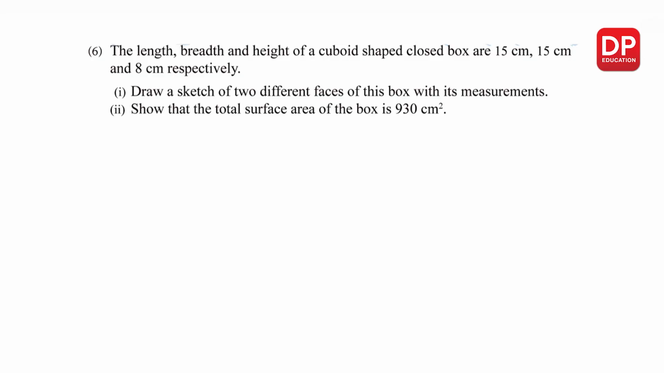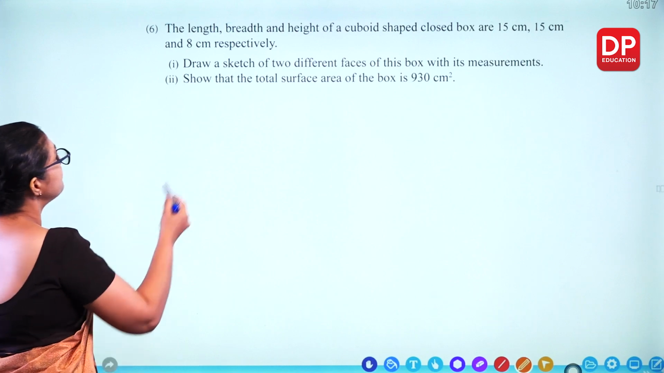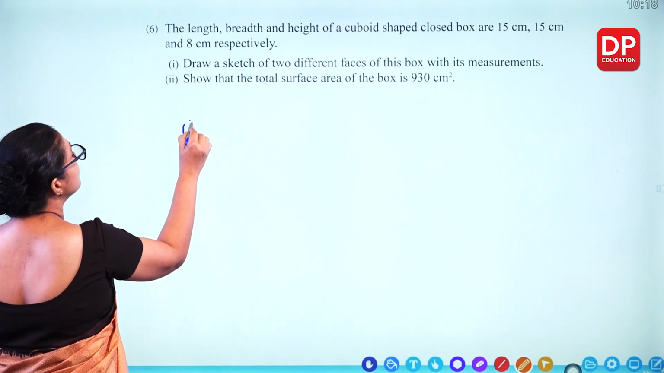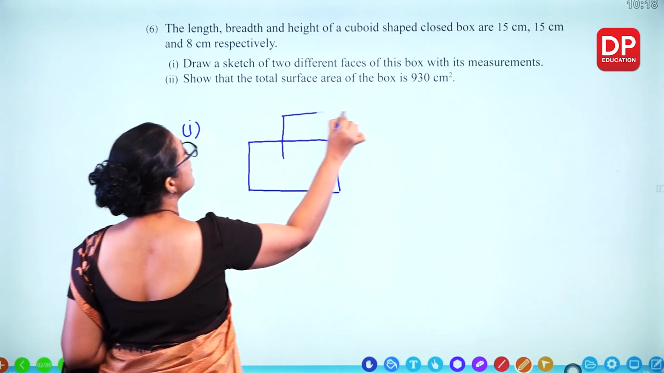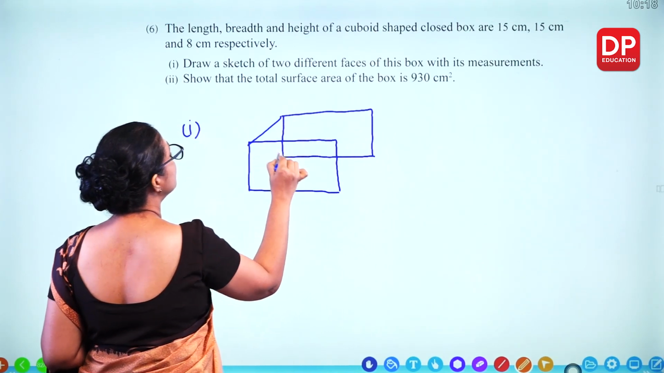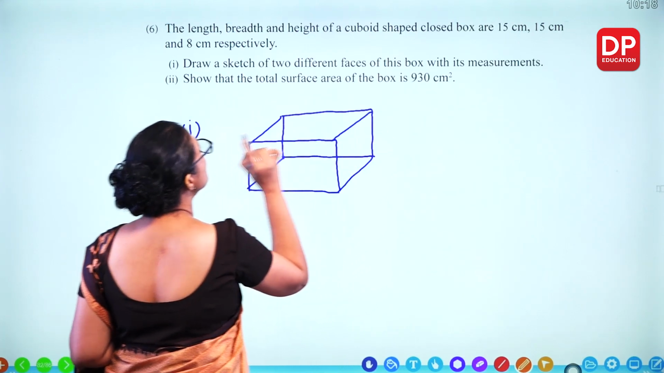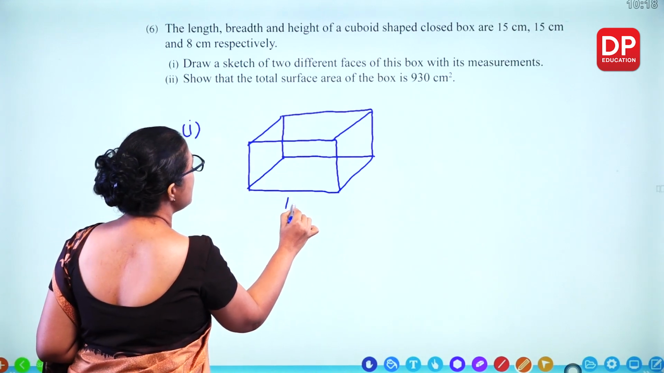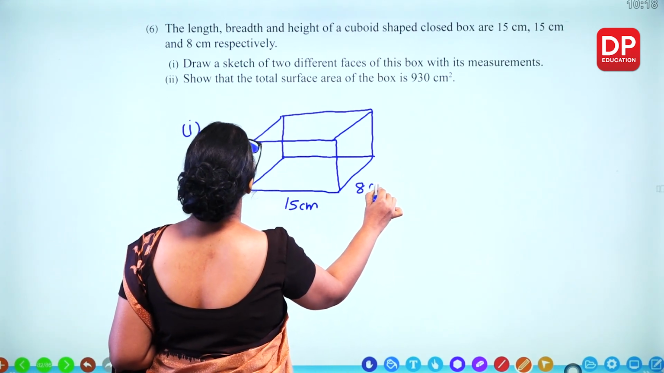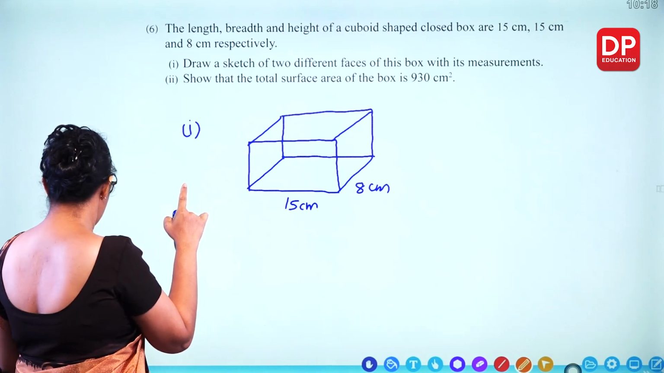Question number 6. The length, breadth and height of a cuboid shaped closed box are 15, 15 and 8. Draw a sketch of the 2 different faces of this box with its measurements. So we'll sketch it. So first sketch the cuboid shaped one. So this is a closed box. 15 is the length. 8 centimeters is the height.